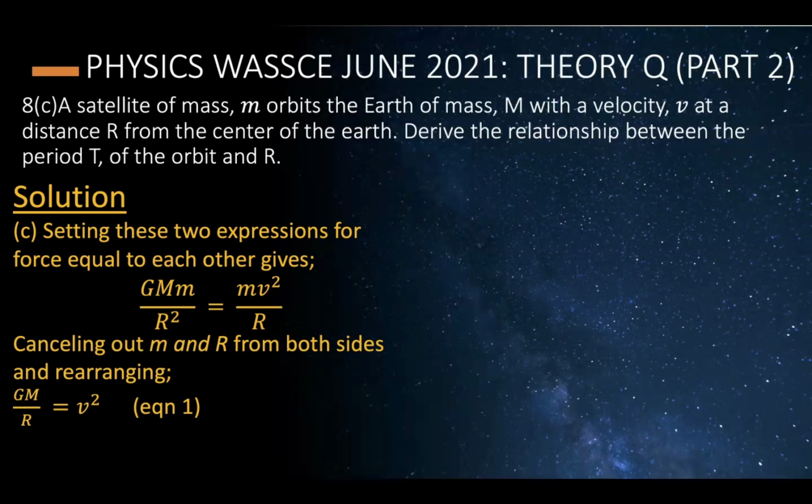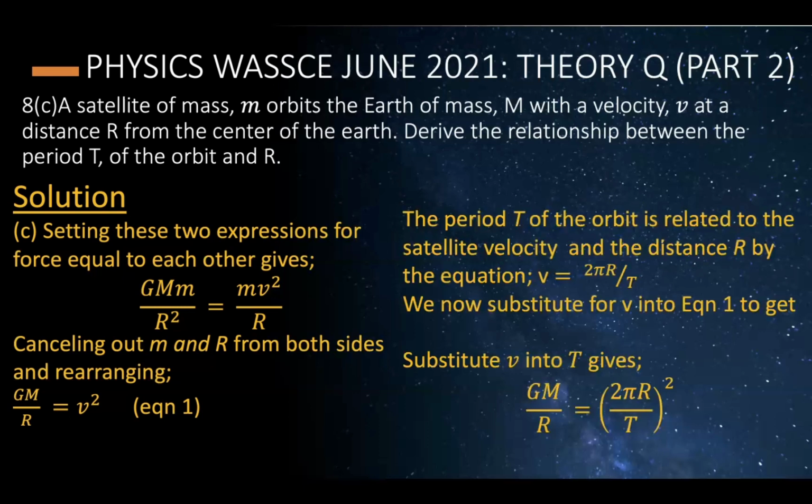Looking at equation 1 and thinking about it, remember that we are looking for period. We already have radius in the whole thing, but we do not see period yet. So how do we introduce period in this equation? Now you have to recall that the period of an orbit is related to the velocity of the satellite and the distance r, according to the equation I just showed. This equation here, v equals 2 pi r over t.